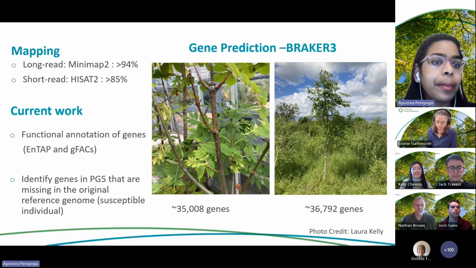So this is where my work is, and currently I'm trying to do the functional annotation of genes using NTAP and GFACS tools. Further work is planned to identify the genes in this individual that are missing from the original reference genome, and to identify if any of those genes are responsible for giving it low susceptibility to ash dieback.